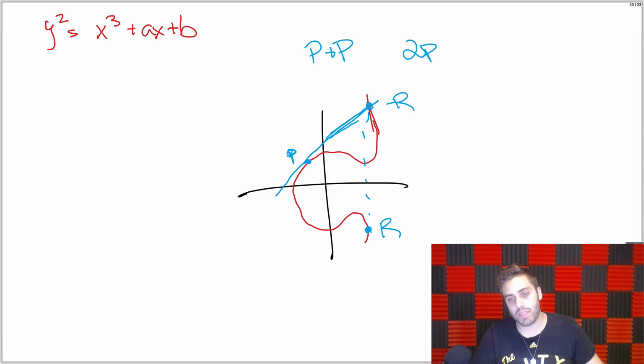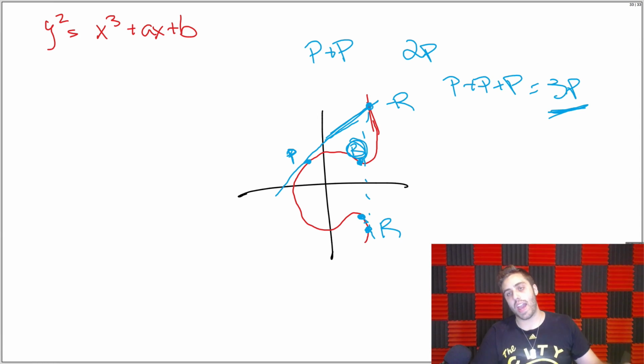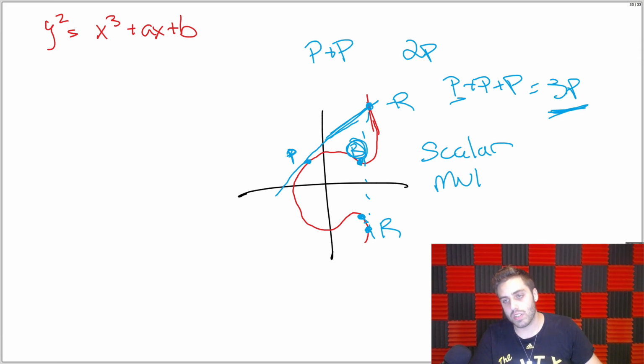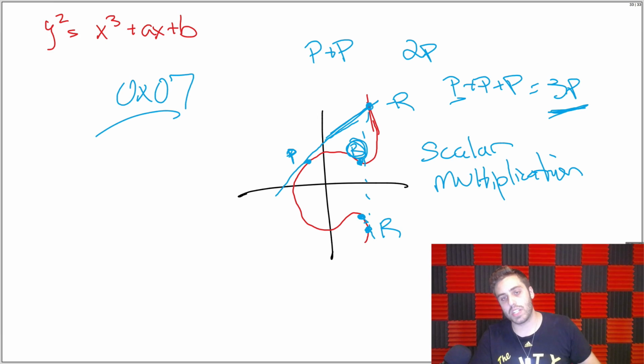And then you could do the exact same thing again. You could find the line tangent to this point, find that point, and then reflect it to find the r point. And then this r point here would effectively be P plus P plus P, or 3P. And this idea of repeated addition of one singular point is what we call scalar multiplication. And scalar multiplication is what the 0x07 precompiled contract is going to deal with. It's going to give primitives for doing scalar multiplication on elliptic curves.